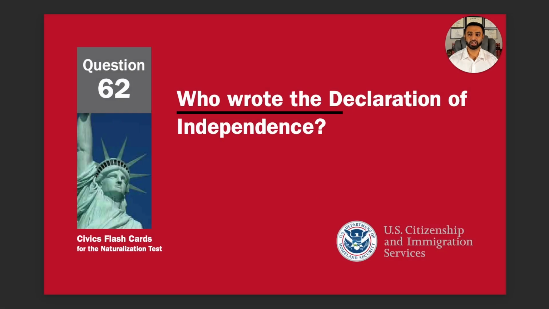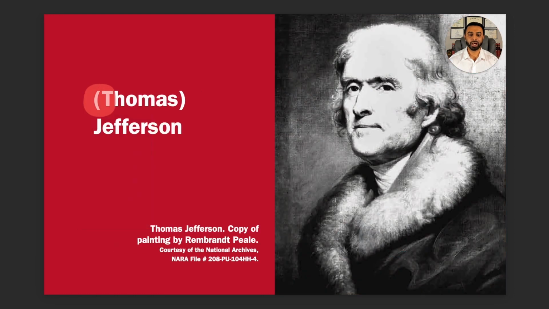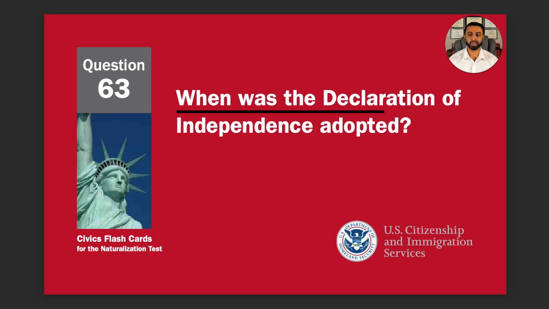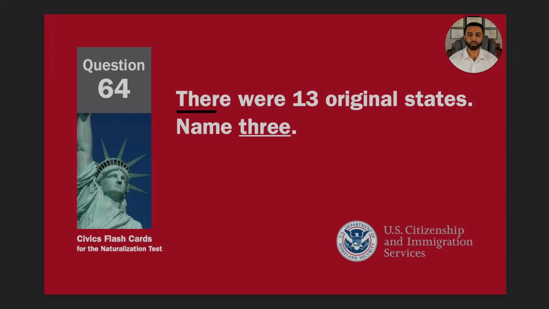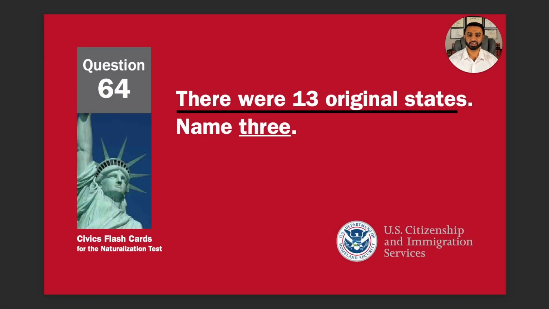Who wrote the Declaration of Independence? Thomas Jefferson wrote the Declaration of Independence. When was the Declaration of Independence adopted? On July 4th, 1776.